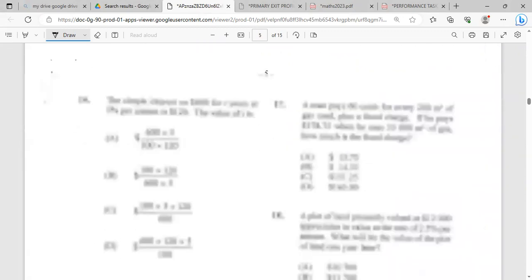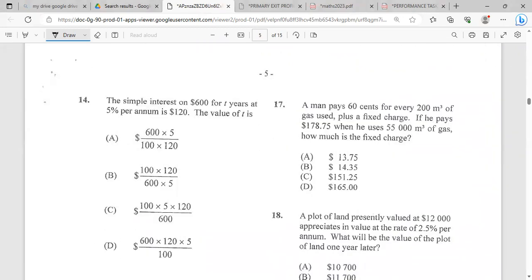Let's move on to 14. And 14 says the simple interest on $600 for T years at 5% is 120. The value of T is. So what they want us to do is to transpose. But before we do that, let us put the regular formula, which is simple interest is equal to the principal times the time times the rate. All right, and then we're going to transpose for T now.